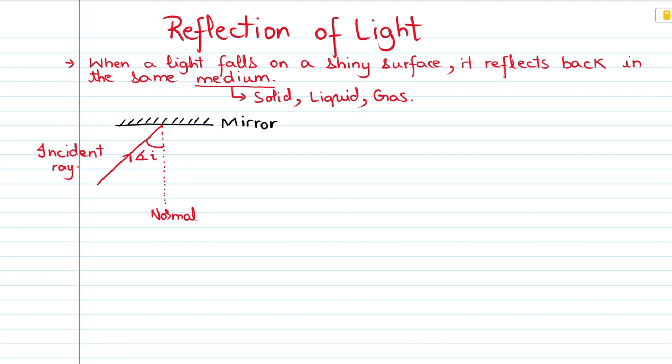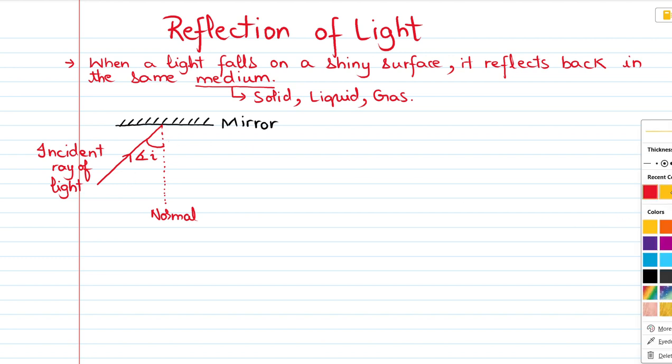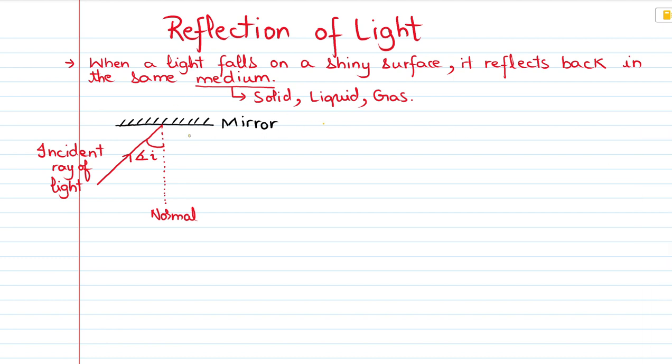Now we have an incident ray of light. So when the light is incident on this shiny surface, it will reflect back and it obeys the law of reflection. So we have two laws of reflection. The first one is that the angle of incidence. Now, what is the angle of incidence? Angle of incidence is the angle between the incident ray and the normal line. So this angle of incidence must be equal to the angle of reflection.